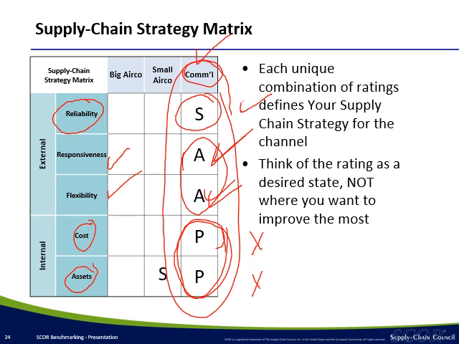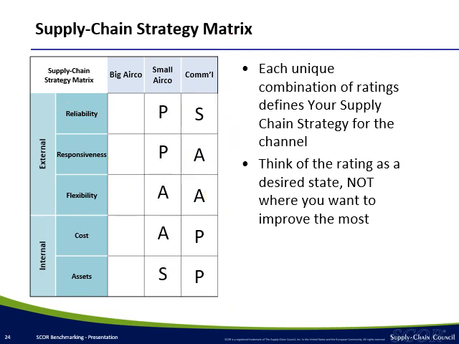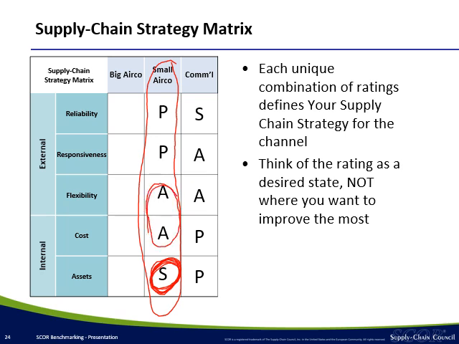Have a look at the next one here. For the small air conditions, for the group of this one, the main focus of this supply chain is to compete on assets. They need to use the asset as effectively as possible. And then they need to be flexible and save cost. And they don't have to be reliable or responsive. That's the lowest ranked thing for them.